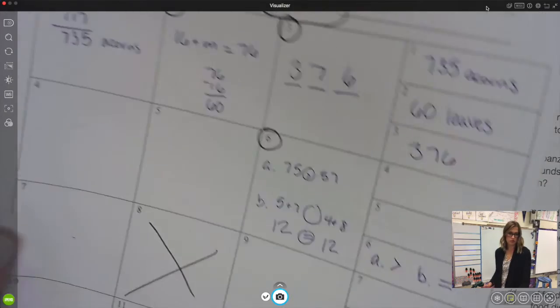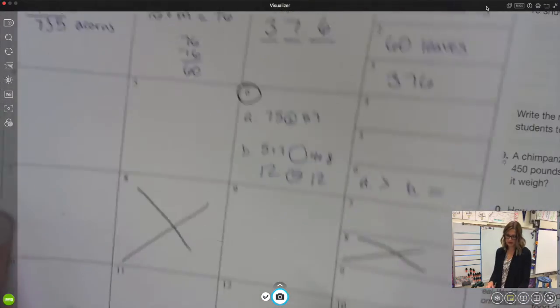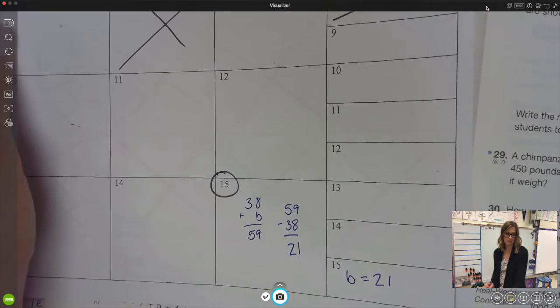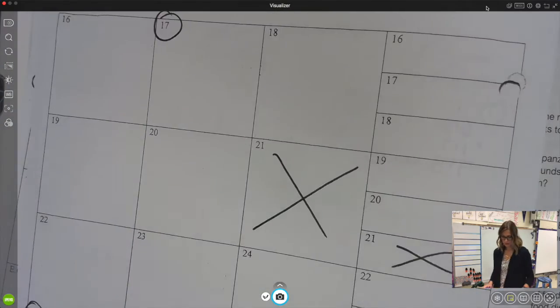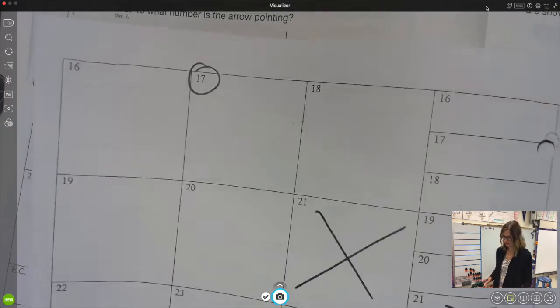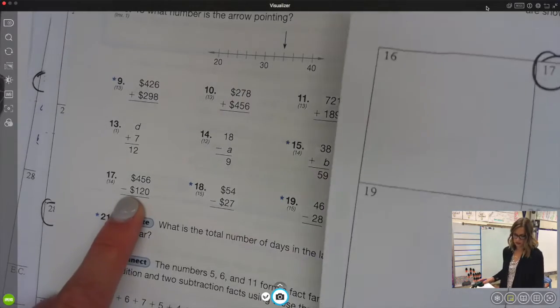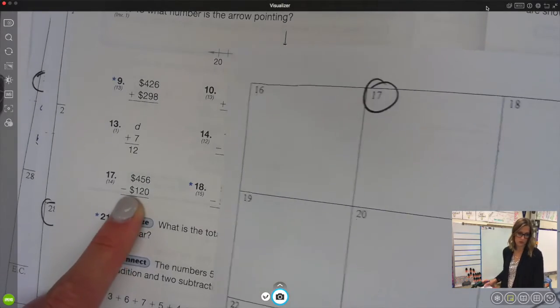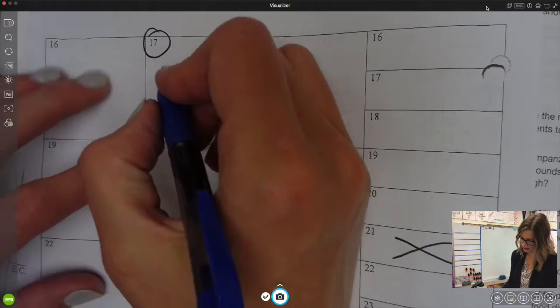All right, you should have completed 1, 2, 3, 6, and 15. Flip it over, we got 2 more, 7 today. Number 17. 456 minus 120. Make sure you get dollar signs on there.